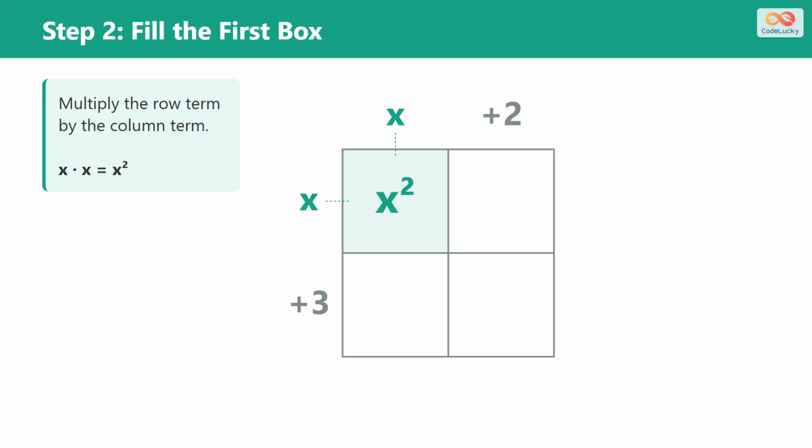Now we fill in the boxes one by one, just like a multiplication table. Let's start with the top left box. We look at the term to its left, which is x, and the term above it, which is also x. x multiplied by x gives us x squared. We write that inside the box.